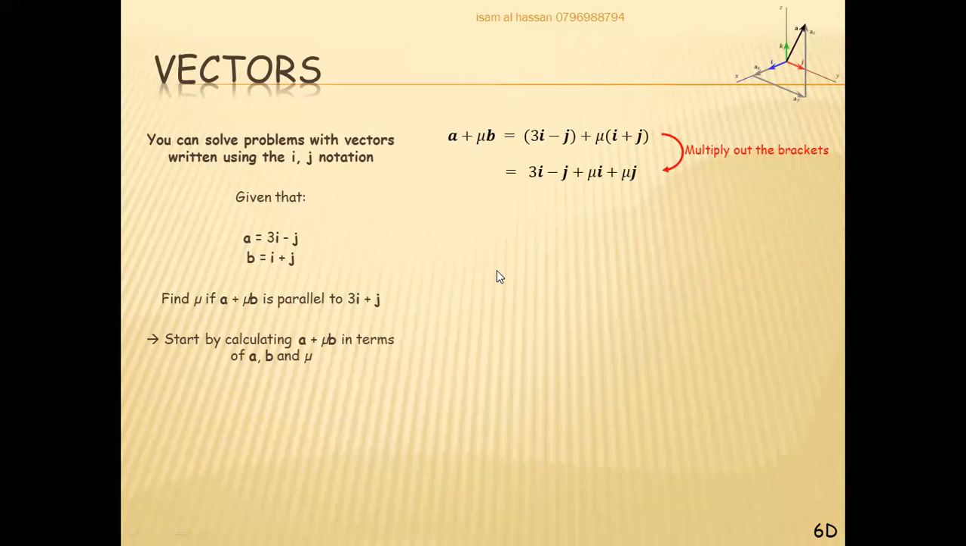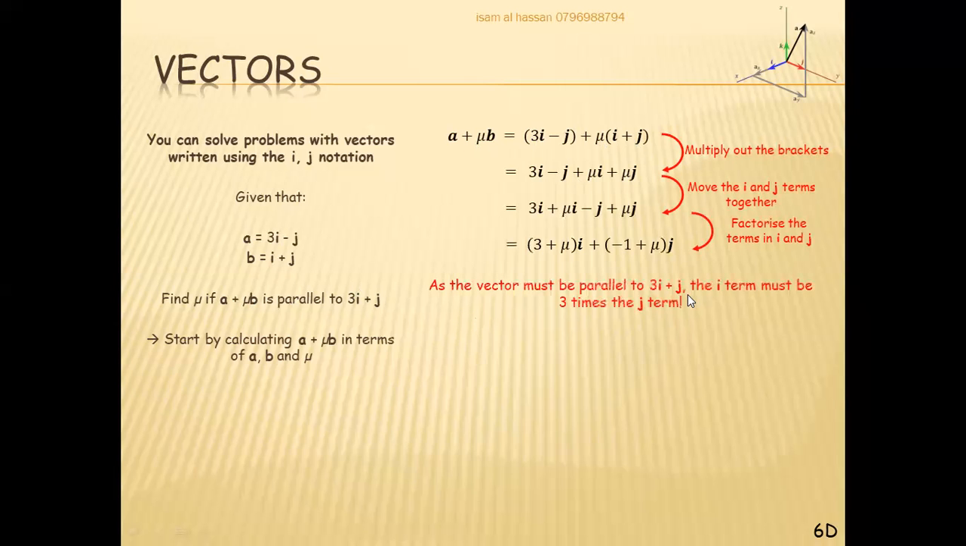Now, if a plus mu b is parallel. When I say parallel vectors, it means their gradient is the same. The gradient of the vector is the y coefficient over the x coefficient. Now the gradients should be the same. So the first vector can be written as, if we add them, that's your a, that's your b, and we make mu outside. So separate them, the i and the j separately. This is your i, this is your j.